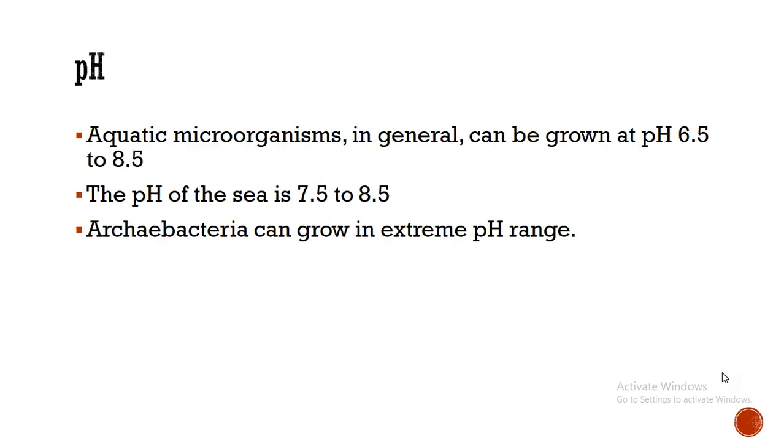Then we have pH. Aquatic microorganisms in general can be grown at a pH of 6.5 to 8.5. The pH of the sea is about 7.5 to 8.5. Optimum growth of most of the marine species is obtained on media adjusted to pH 7.2 to 7.6. Lakes and rivers may show a wider range in pH depending upon the local conditions. Archaebacteria can grow in extreme pH ranges.